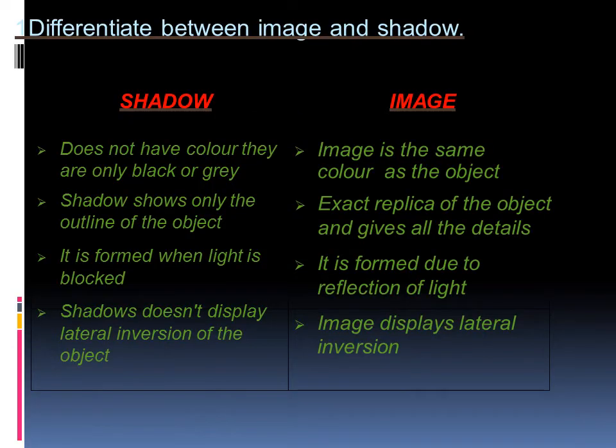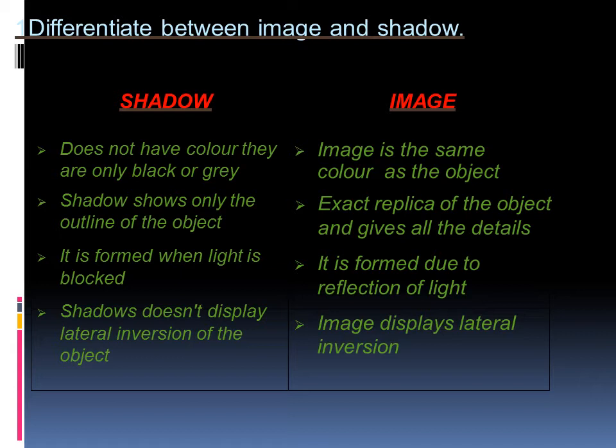Okay. Now let's move towards the difference between image and shadow. What is the difference between shadow and image? So we talked about shadow, and we will be differentiating it from the image. So shadows do not have color. They are only black or gray. That means the shadow of a colored object is not colored, the shadow will always appear dark or gray or black in color.